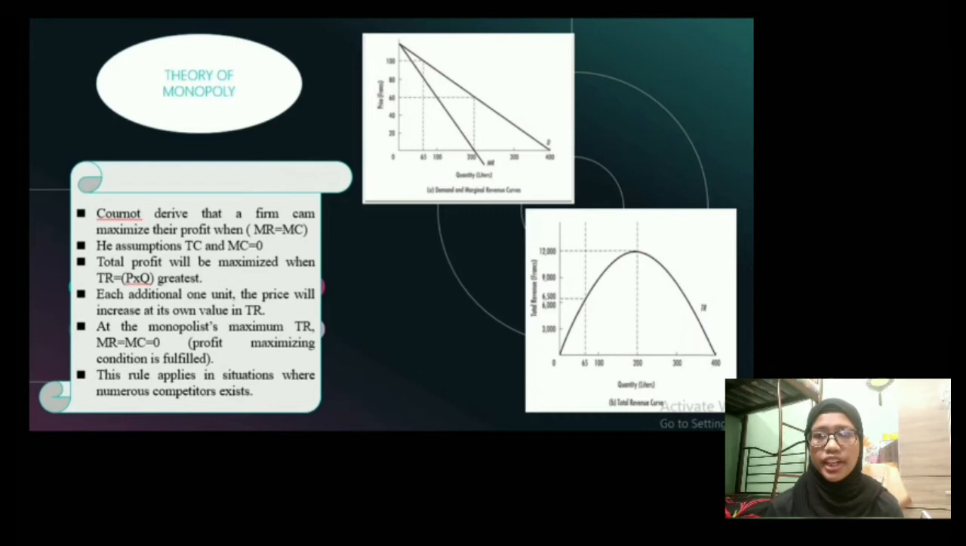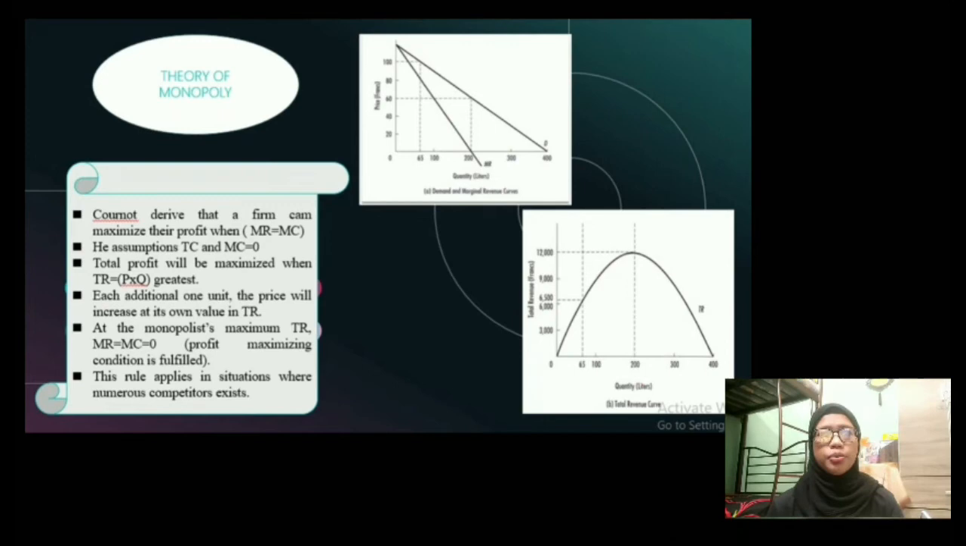Okay, the second one is the theory of duopoly. Theory of duopoly, a market in which two firms compete, was the first formal attempt by an economist to analyze the conduct and performance of sellers in an oligopolistic market structure. In formulating his theory of duopoly, Cournot assumed that the buyers name the price and the two sellers merely adjust their output to the price.